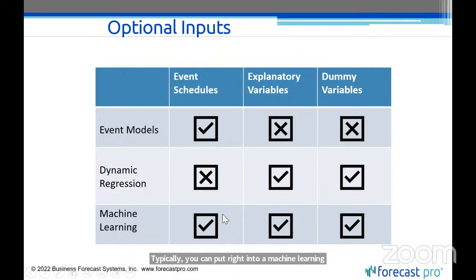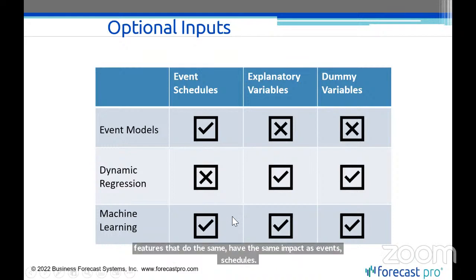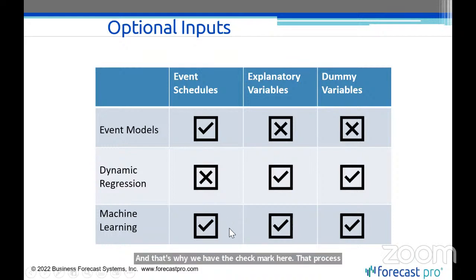Event schedules are a little different. You can create features that have the same impact as event schedules. And that's why we have the check mark here. That process is automated in Forecast Pro. If you're a data scientist, working in R or what have you, you may need to define the features and create some variables to do it, but you can accomplish the same thing.